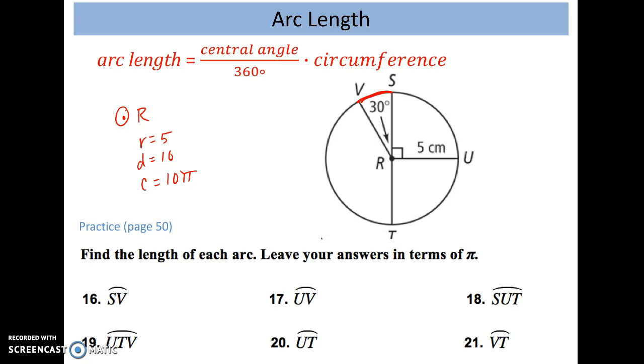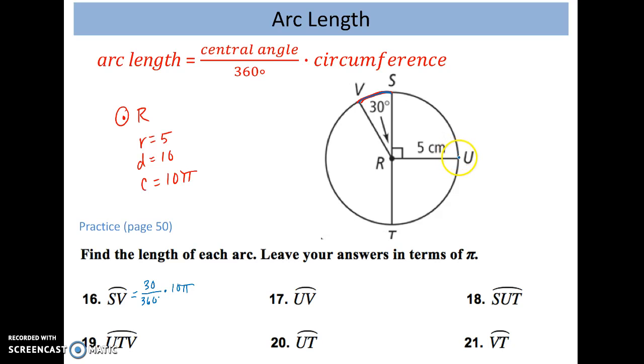All right, so to find the length of arc SV. So here's SV. SV has a central angle of 30 degrees. So my arc length would be the central angle divided by 360, and then I multiply that by 10 pi. Okay, we're just going to set these up. We'll evaluate them in class tomorrow. Don't worry if you don't have a calculator.